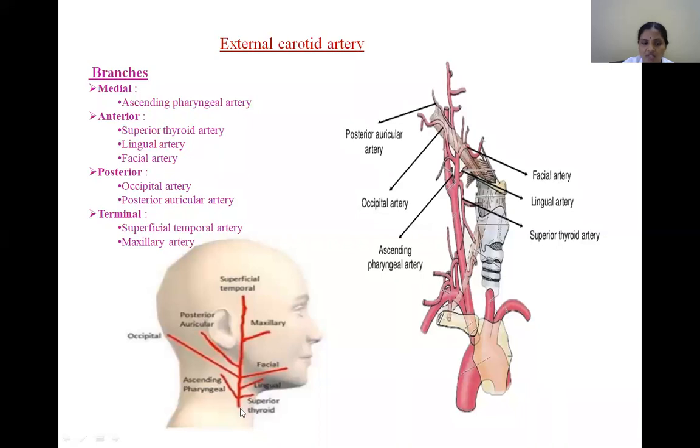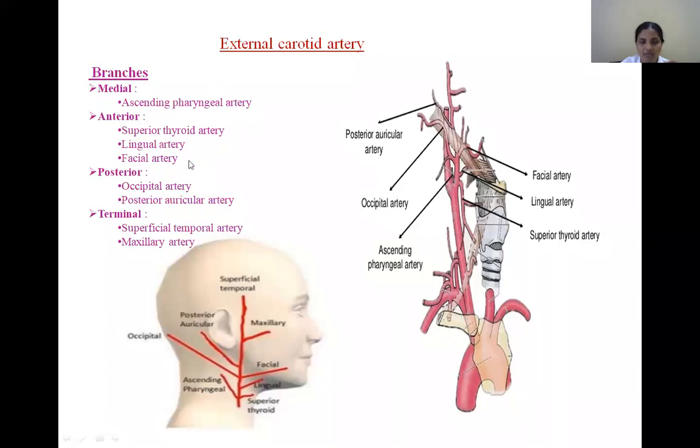So what is the extent of the external carotid artery? From the superior border of the thyroid cartilage to just behind the neck of the mandible. So this is the extent. And what are the branches of the external carotid artery? Altogether 8 branches, out of which only one is from the medial aspect, that is the ascending pharyngeal artery. The name indicates it ascends from its origin along the lateral wall of the pharynx. So what is this? Ascending pharyngeal artery.